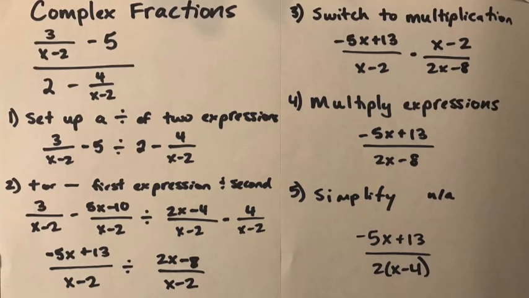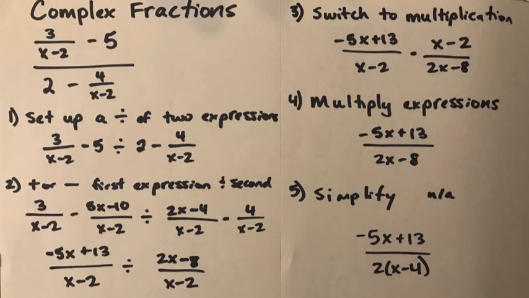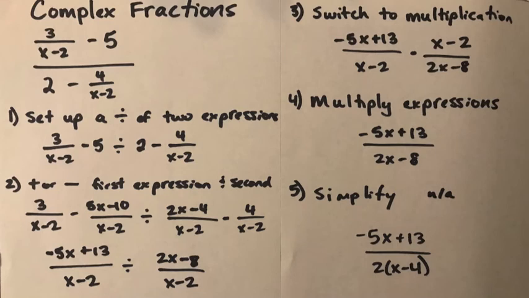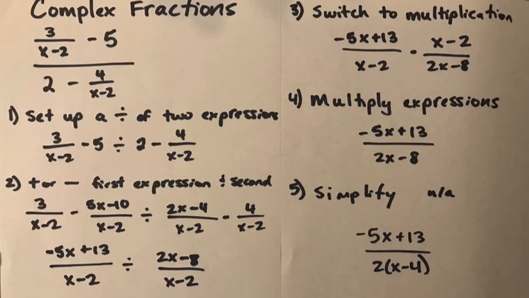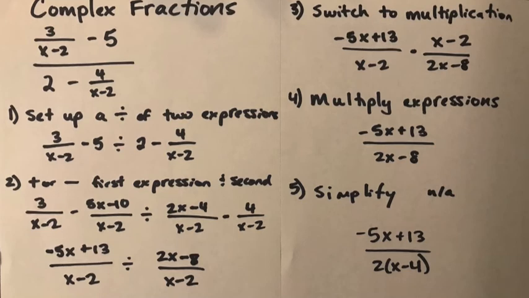I have to do the same with my second fraction, or my denominator, my second expression. So 2 minus 4 over x minus 2, again, the common denominator is x minus 2. So I have to multiply the 2 by x minus 2. So we get 2x minus 4 over x minus 2 minus 4 over x minus 2. Now that I have common denominators, I can, in this case, subtract them. So 3 minus 5x minus 10 is going to be negative 5x plus 13. And then 2x minus 4 minus 4 is going to be 2x minus 8. So we have negative 5x plus 13 over x minus 2 divided by 2x minus 8 over x minus 2.